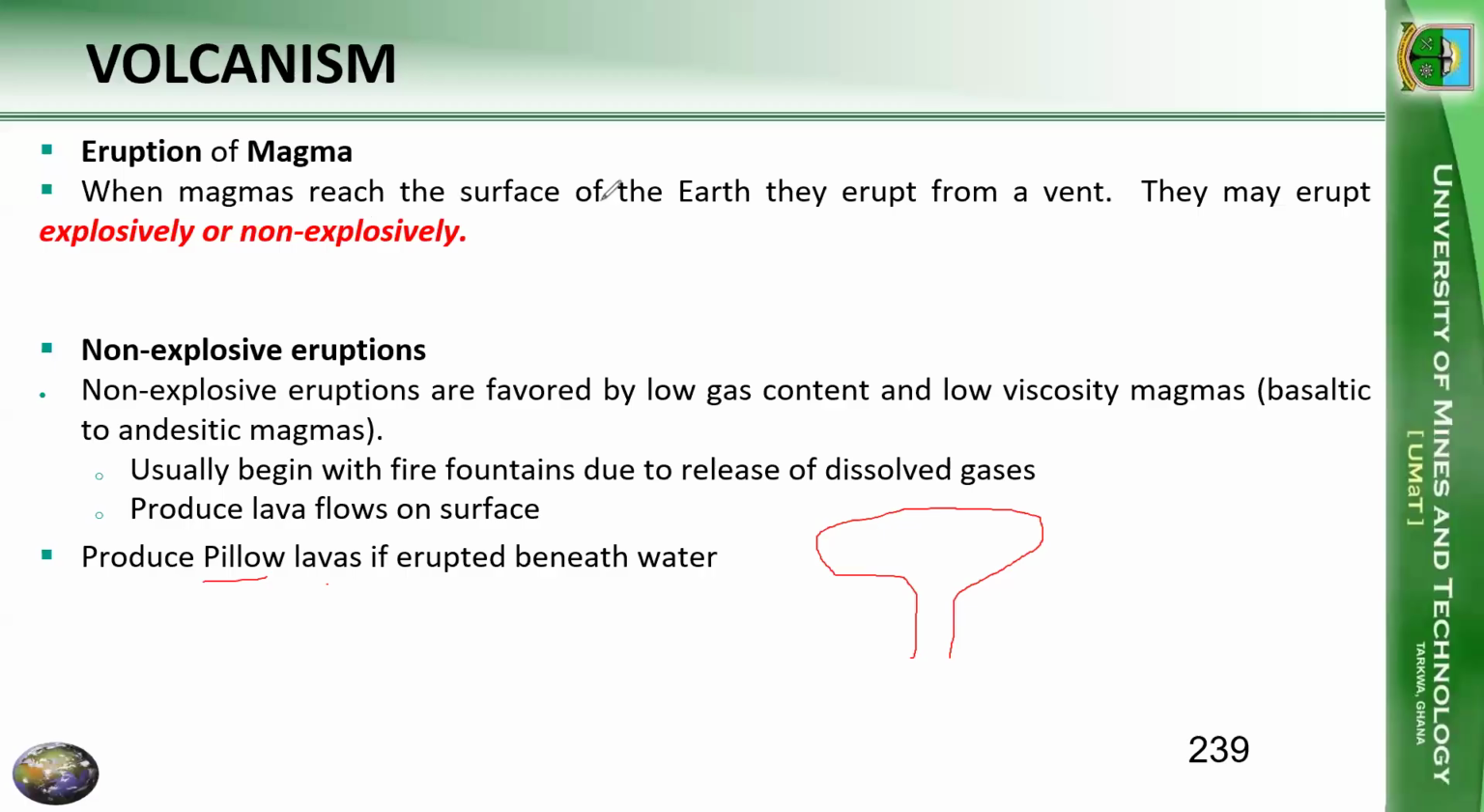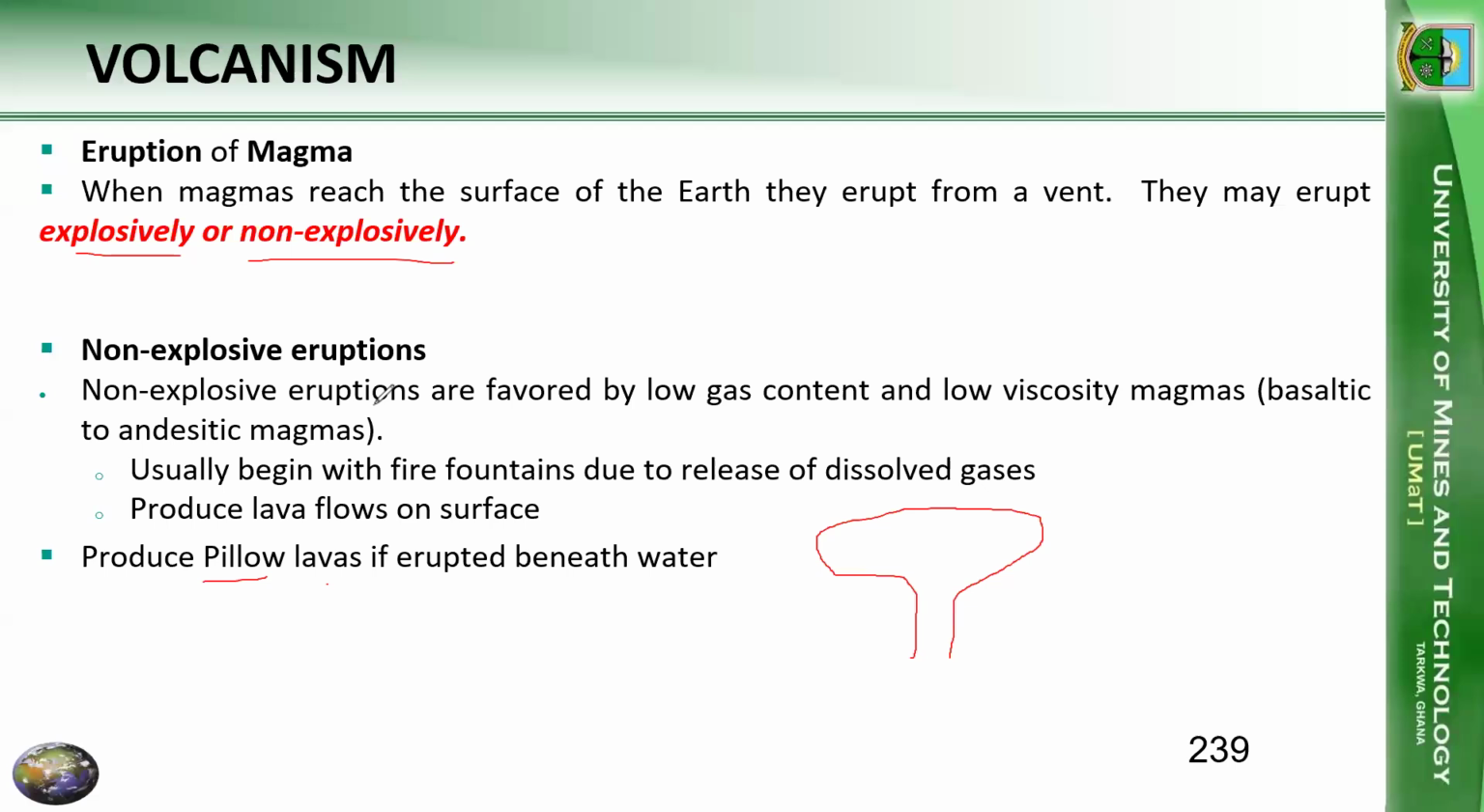So when magmas reach the surface of the earth, they erupt from a vent. They may erupt explosively or non-explosively. The ones that do not explode, or react non-explosively, are the basic magmas, because the silica content is low and the gas content is low. But those that explode are the rhyolitic magmas, because they have high silica content and high gas content.